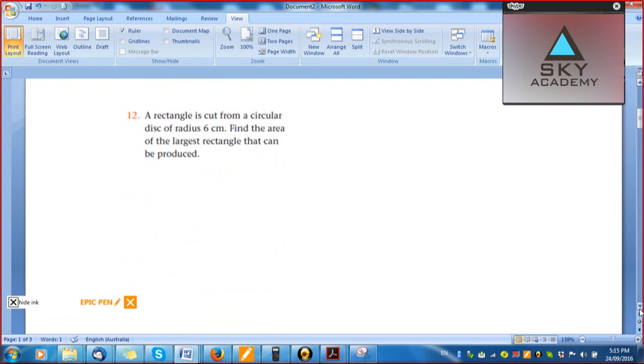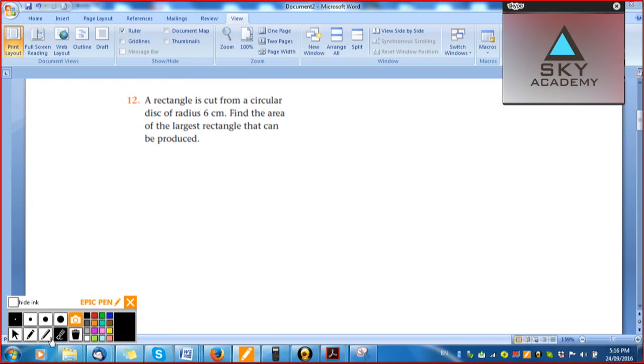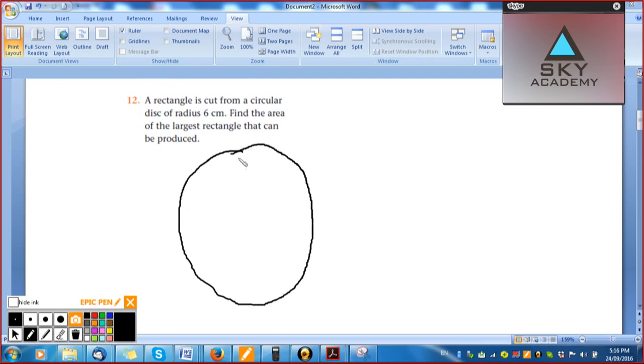So it says a rectangle is cut from a circular disc of radius 6 centimeters. Find the area of the largest rectangle that can be produced. So what that's saying is, you've got a circular disc like this, and the radius is 6 centimeters. And we've got to cut the largest possible rectangle from that.